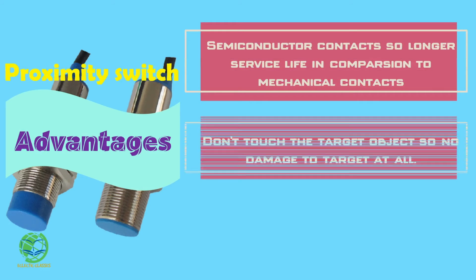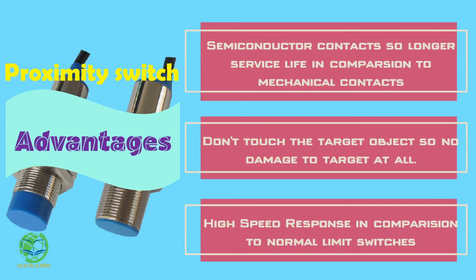Advantages of proximity switches. Proximity switches use semiconductor outputs, so there are no mechanical contacts, which results in a longer service life. Proximity switches detect the target object without touching it, so they do not cause damage to the target object. Proximity switches provide high speed response in comparison to a normal limit switch.